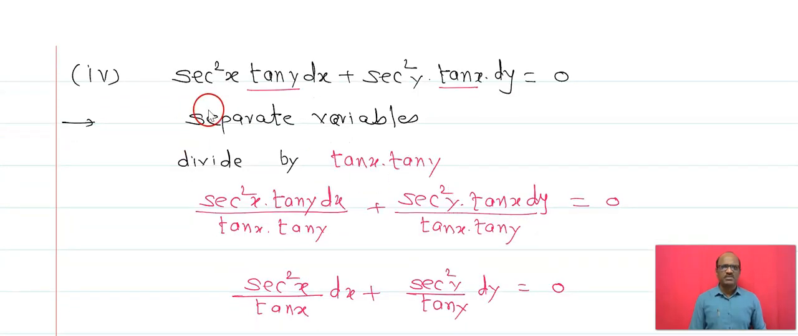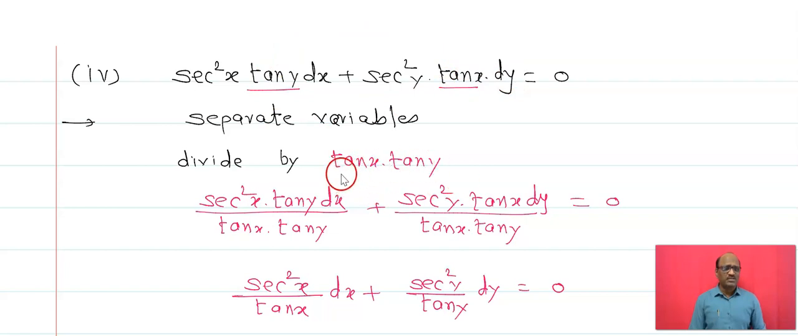Now the next problem, that is sec square x into tan y into dx plus sec square y into tan x into dy, that's equals to 0. Now separate the variables. Here there is dx, so which terms do we want here? The x terms. So who is not wanted here? tan y is not wanted. And with dy, who is not wanted? tan x is not wanted. So we made a group of the terms that are not wanted.